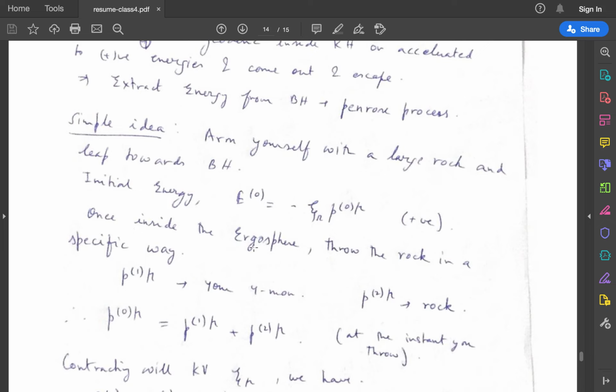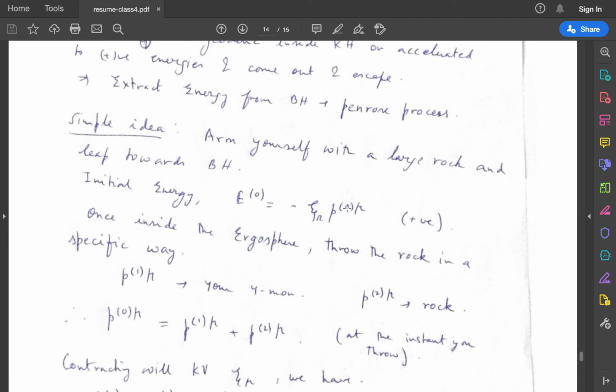However, once we go inside the ergosphere, we throw the rock in a specific way. I will show you a picture of in what specific way we have to throw the rock. And now we are detached.